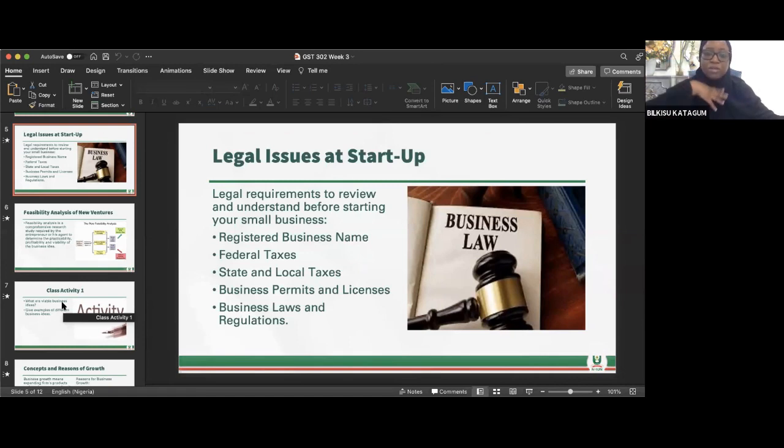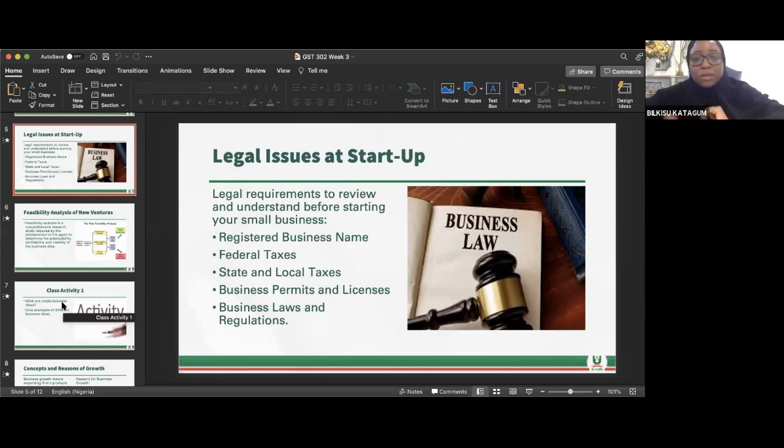For Abuja, I can only speak for Abuja, FCT Abuja, because that's where I am. I know it's AMAC that is involved with state and local taxes, the Abuja Municipal Council. Then for other states, try and find out as well. Business permits and licenses depend on what sector you want to go into. So try and find out for whatever sector is involved in the business you want to go into. Find out what license you may likely require.